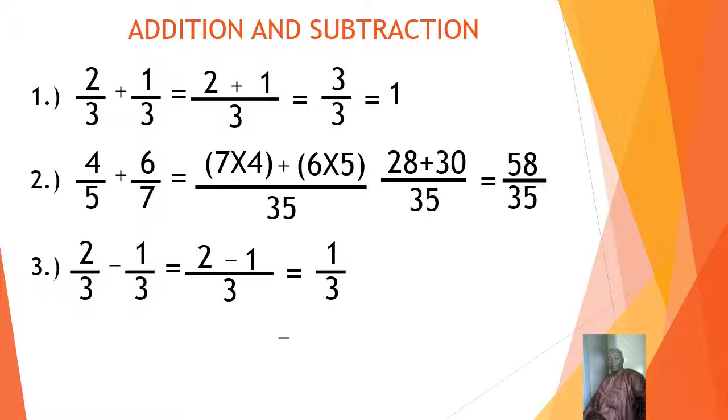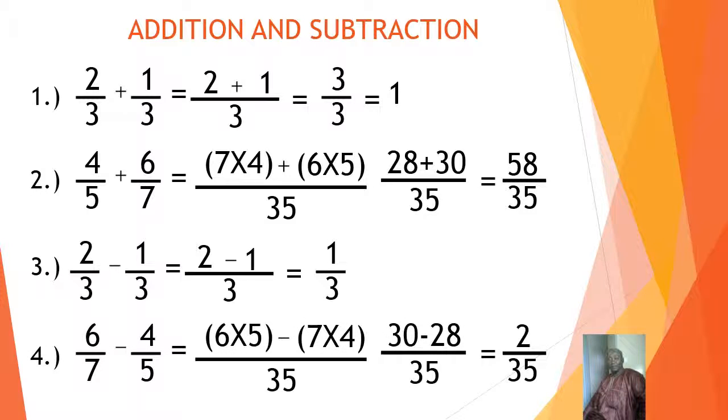Example 3. Let us look at the difference between 2 over 3 and 1 over 3. By doing this, our LCM again is also 3. Then the numerators are subtracted from each other, which will result into 1 over 3. Example 4. In this case, we are looking at 6 over 7 minus 4 over 5. The LCM here also is 35, and the first part is 6 times 5, which will be subtracted from 7 times 4. This would give us 30 minus 28, which will result to 2 over 35.